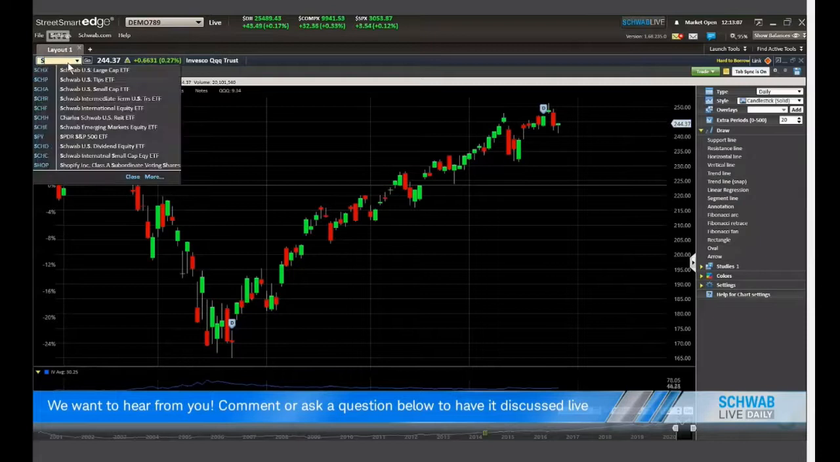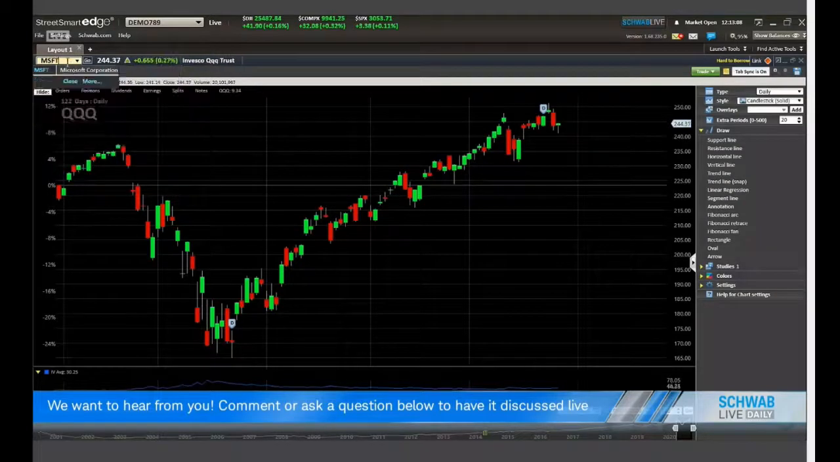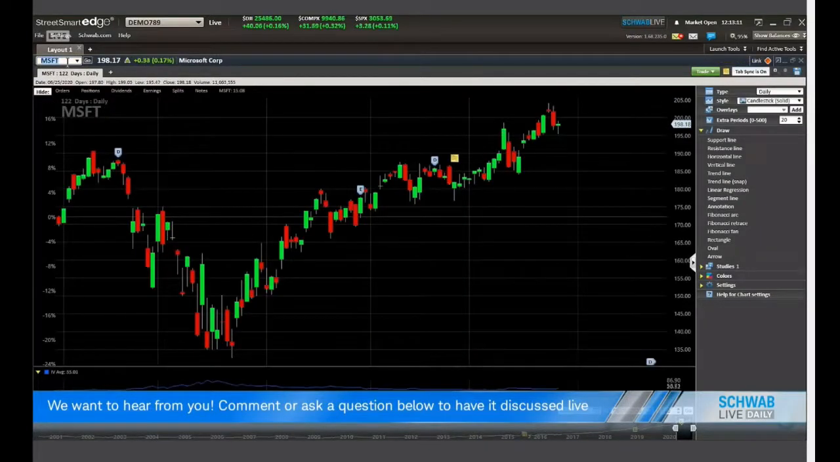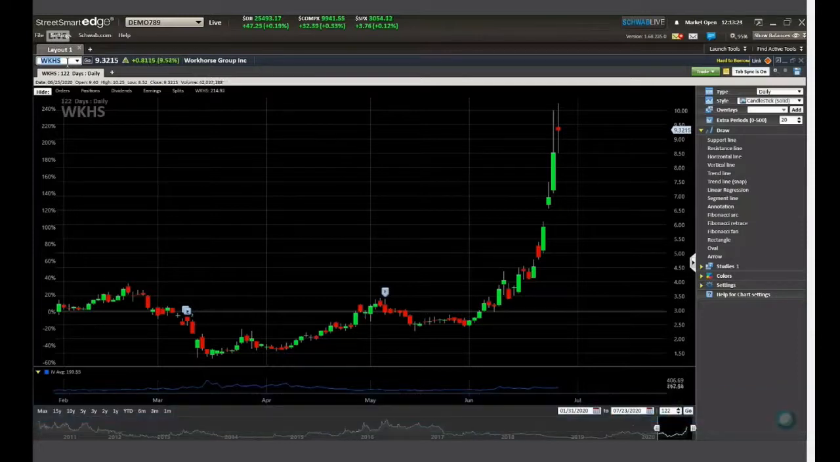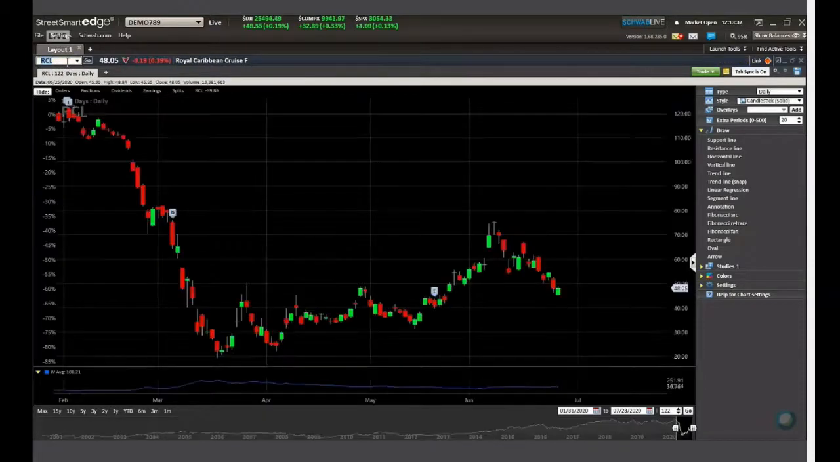Okay, Q's hasn't been very range bound. MSFT, not very range bound to the side. We've got WKHS. Oh boy. All right, that's not very range bound at all. Good on whoever it is that caught that before the big movement right there. Let's see, do I have another one? RCL. Okay, all right, let's do RCL.